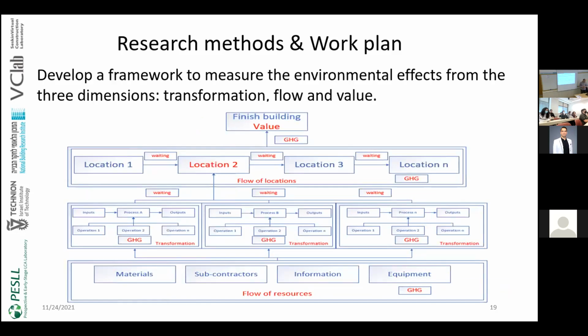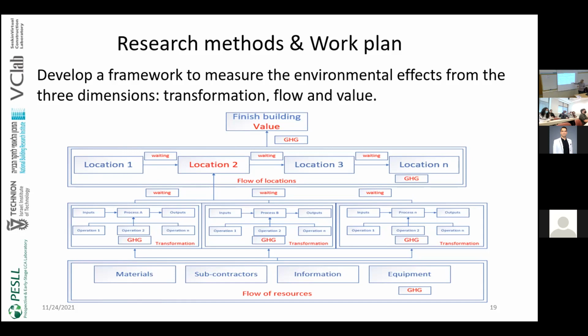The third step is framework development. So in this step, we need to develop a framework to measure the environmental effects from the 3 dimensions: the transformation, the flow, and value. So if we look at this figure, we can see the 3 dimensions, the flow, the transformation, and the value. Now, in the flow, there are 2 types of flow: flow of resources and flow of locations. So the different resources in the construction project, like materials, subcontractors, information, and equipment, all these resources flow to the different processes. These construction processes are the input for the different locations in the project.